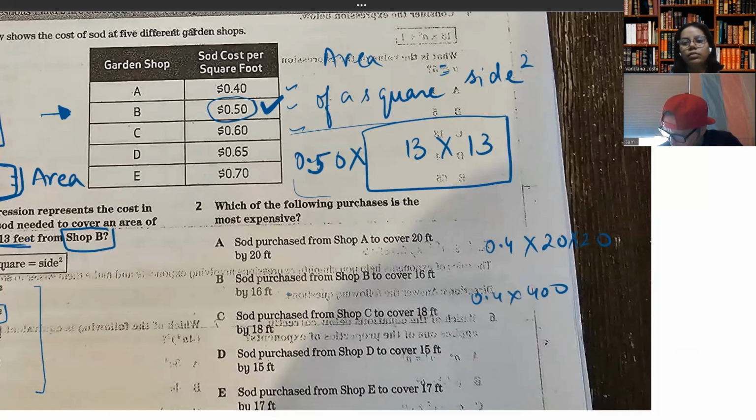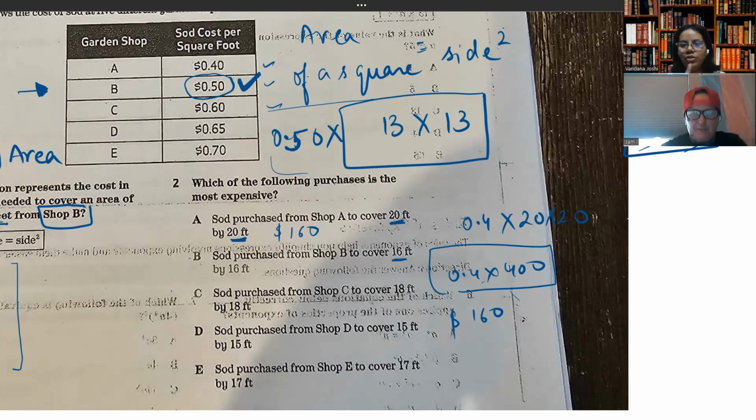So shop A to cover 20 by 20. How would you find the answer? We have 20 feet by 20 feet, right? First of all, we'll calculate the area, how much area we have to cover. You already know that to calculate area, you multiply side by side. So we'll say 20 by 20, and multiply them. Same thing with 16 by 16.